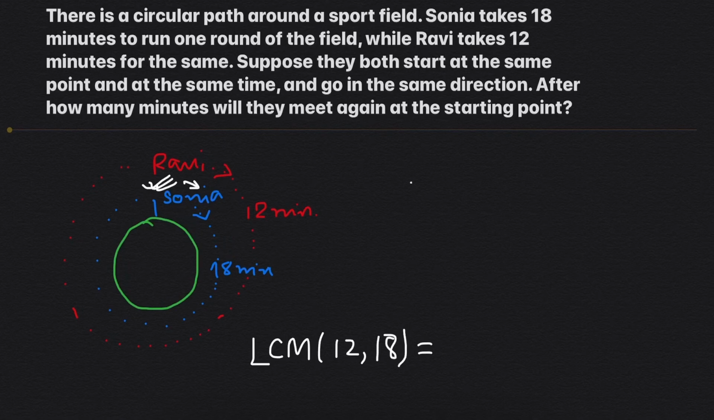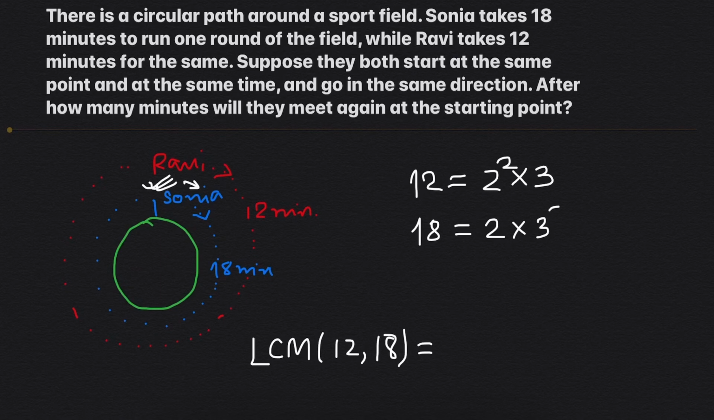Okay. So if we write the prime factorization of 12, we get 2 square into 3. For 18, we have 2 into 3 square. Therefore, the LCM will be first the common term with highest power 2 square, then 3 with highest power 3 square. So the answer will be 4 into 9 is equal to 36. So after 36 minutes, both Ravi and Sonia will meet at the starting point.